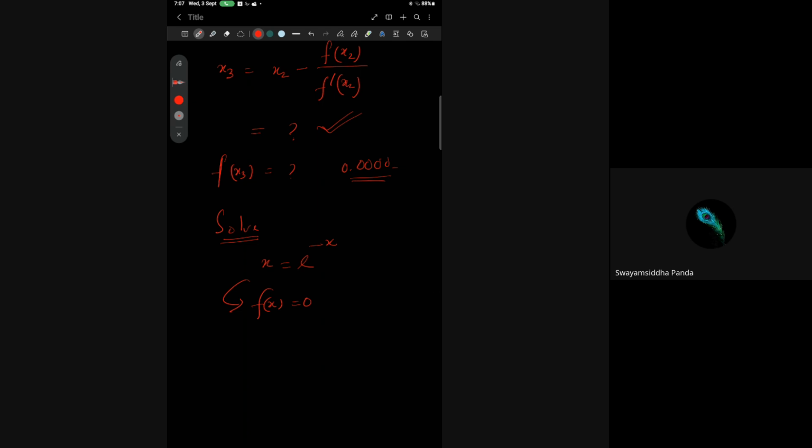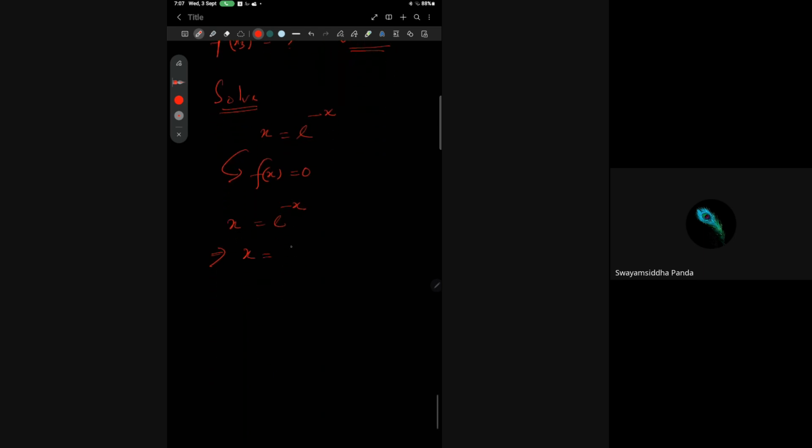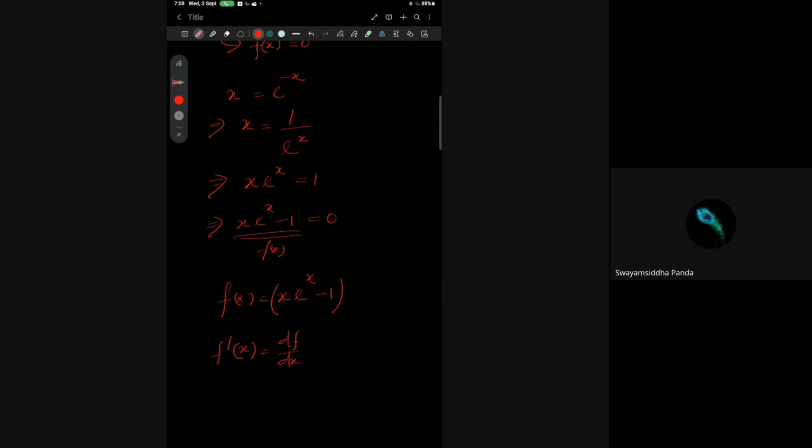So what I will do: x is equal to e to the power minus x, this implies x is equal to 1 by e to the power x, or if I cross multiply, x into e to the power x is equal to 1, or x into e to the power x minus 1 equal to 0. So this is my f of x. So my f of x is equal to x e to the power x minus 1.